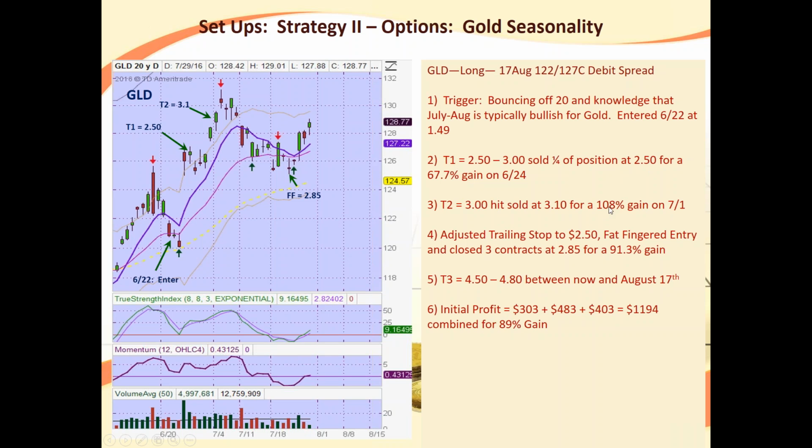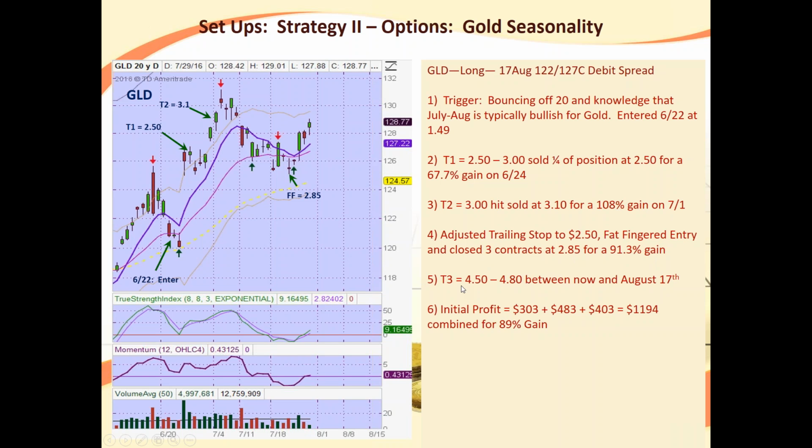A little bit over a week later, we hit T1, which is here, where we took off another 3 contracts at $3 for a 108% gain. And then, as I was saying, I'm telling on myself. I was adjusting the trailing step to 250. I fat fingered the entry and closed 3 of the contracts at $2.85 for a 91% gain.